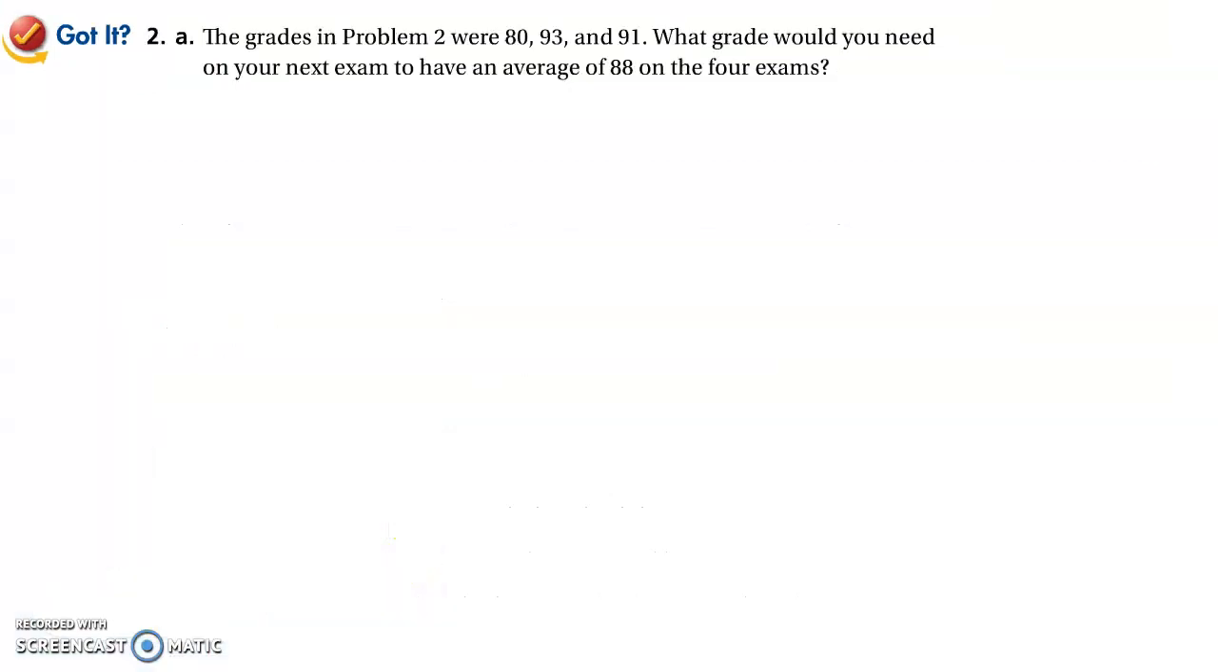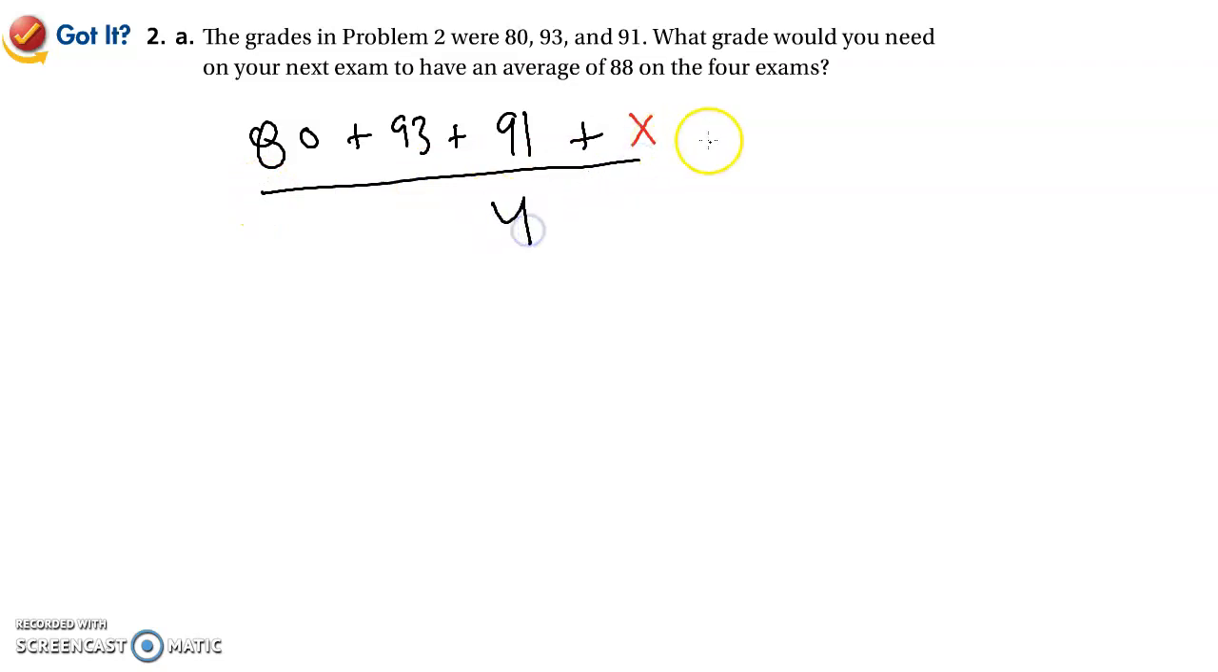Let's look at problem number 2. Got it, question number 2. The grades in problem 2 were 80, 93, and 91. So 80%, 93%, and 91. What grade would you have to add? So we're just going to go ahead and put plus, and we don't know what the value is, x. All right, what grade would we have to add in order to get an average of 88?